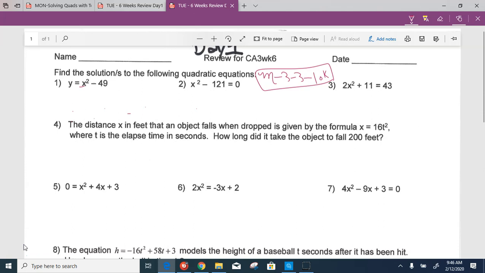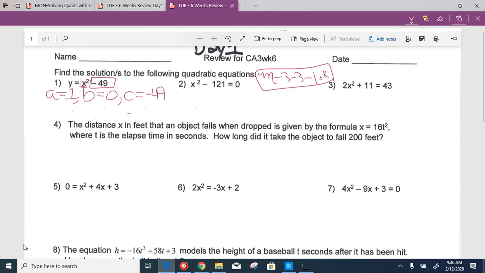In order to use it, you need to have 3 values. You need the number of x squares, or your variable squared. In this case, I have 1 x squared, so I have 1. You need the number of just plain x's. I have no x's, so I would say I have 0 of them. And then you need a constant attached. Be very careful. You pick whatever sign is attached to your number that's all by itself. So in this case, my constant, my c value, will be negative 49.